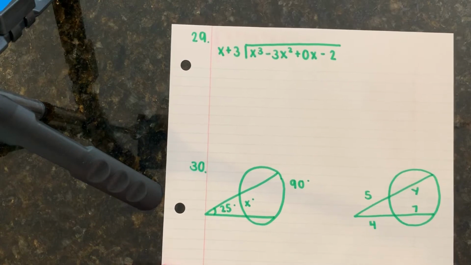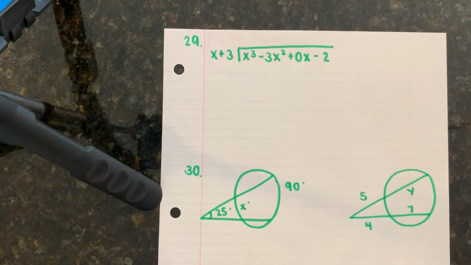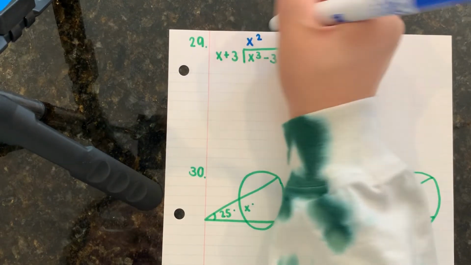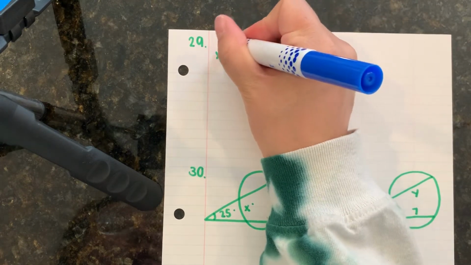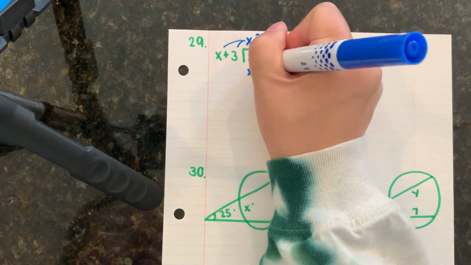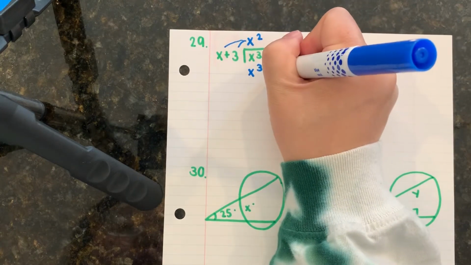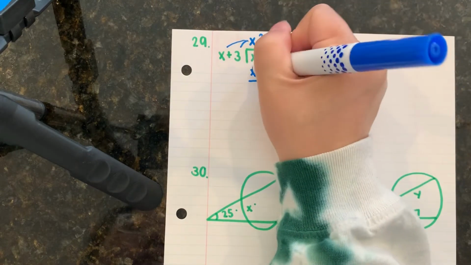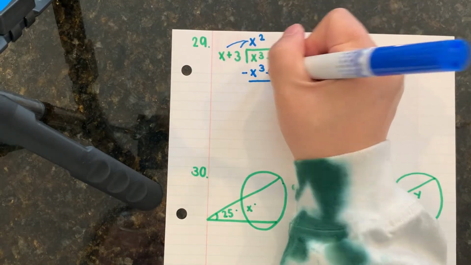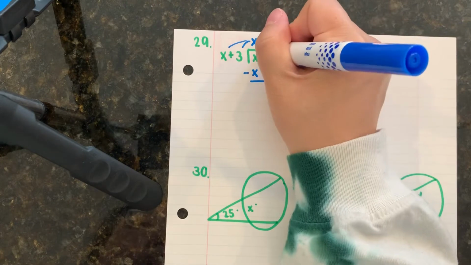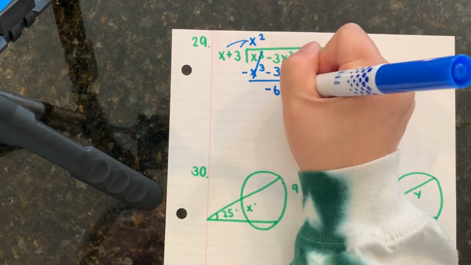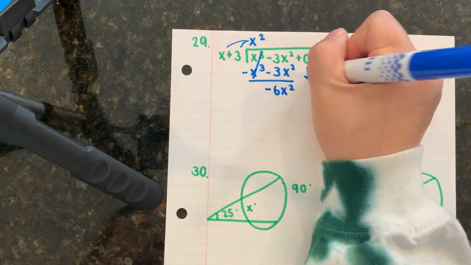Now moving on, we're going to look at number 29. So number 29, we're going to start by dividing. So we're going to divide our first term x cubed by x, which would give me just x squared. When you multiply this back through, this would give me x cubed, so it would give me 3x squared. But remember that you're going to change the sign. So this positive changes to a negative, this positive changes to a negative. So the x cubes are going to cancel. Negative 3 minus 3 would be negative 6x squared, and we're going to carry down our 0x.